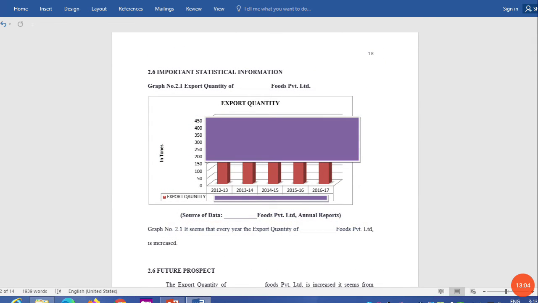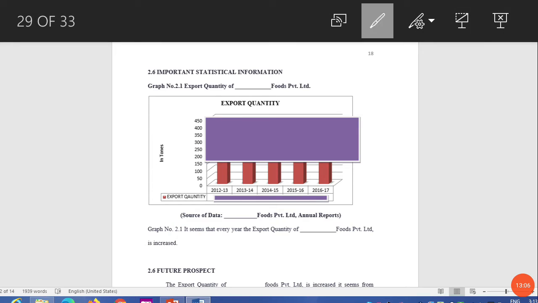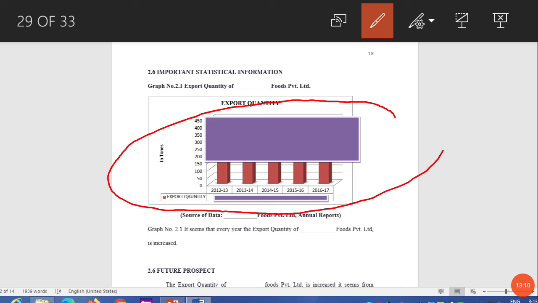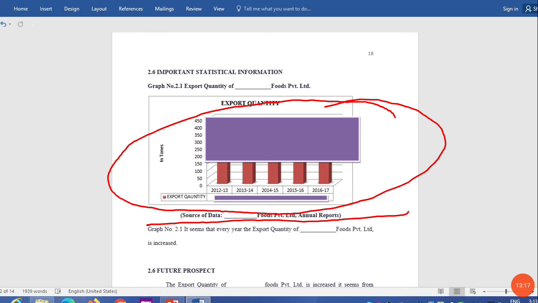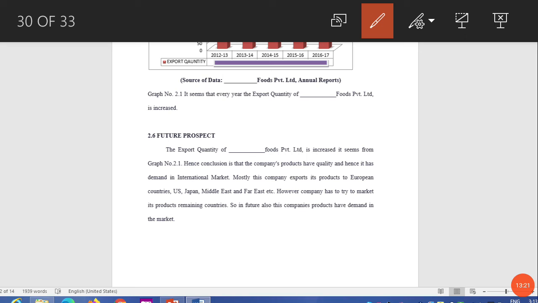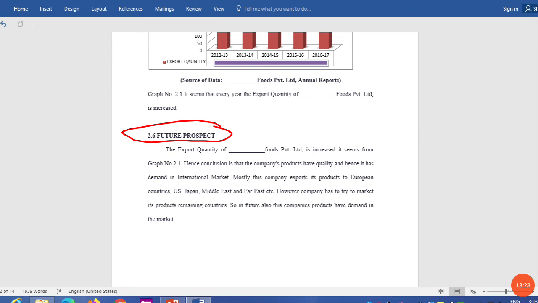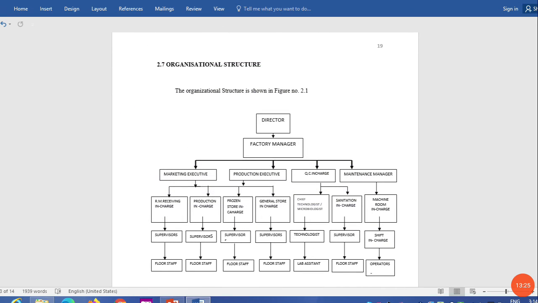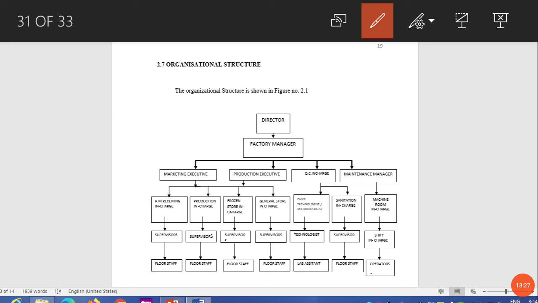Then important statistical information with graphical presentation is provided. Future prospects of the organization are described. The organizational structure is given in the form of a tree diagram.